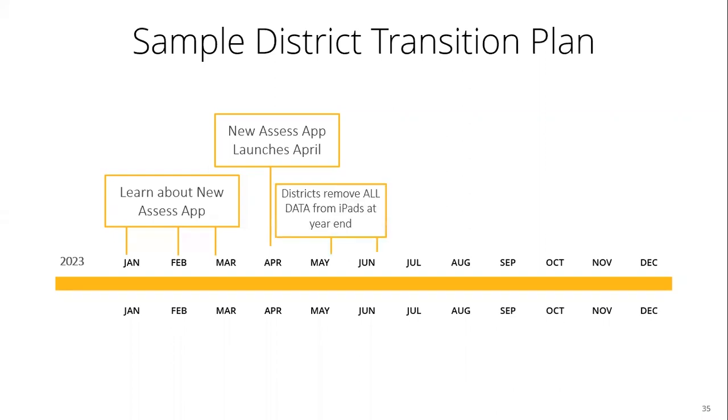We are suggesting people look at the summer as a time to complete all of your current administrations, and probably look at June and July as a good time to remove that old app and install the new app. It just is a really nice break point where the majority of your assessments should be completed. You should be at a good stage to make that transition. So we are suggesting a June, July time period for the transition.